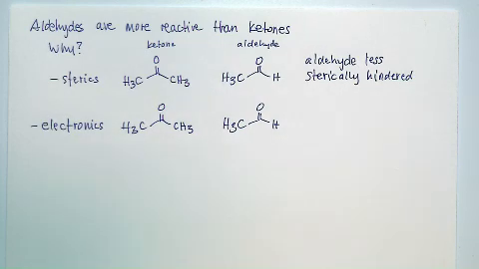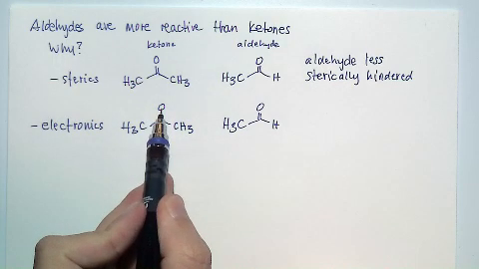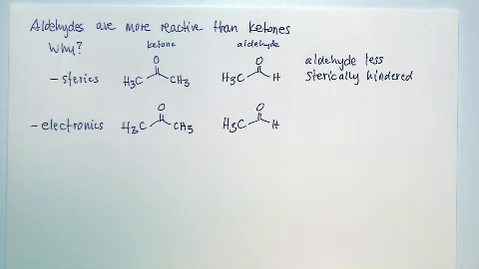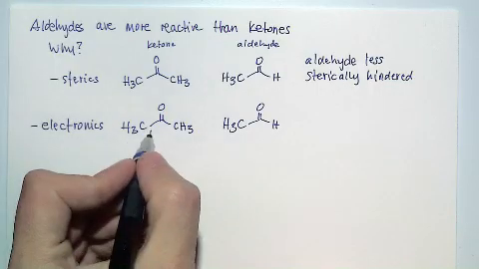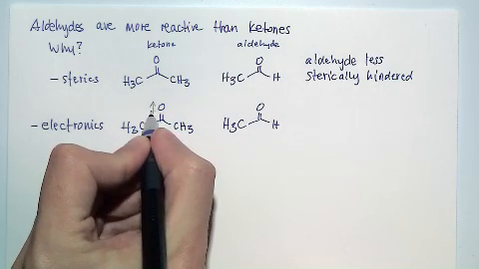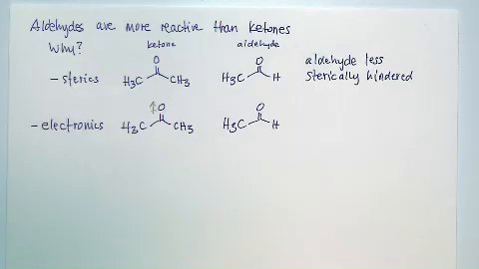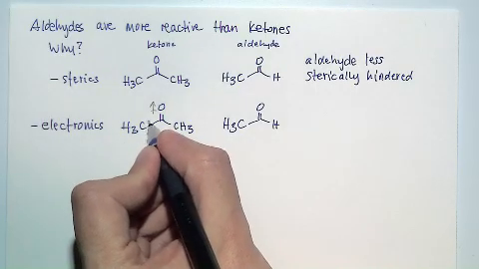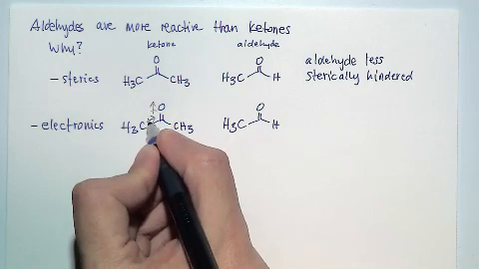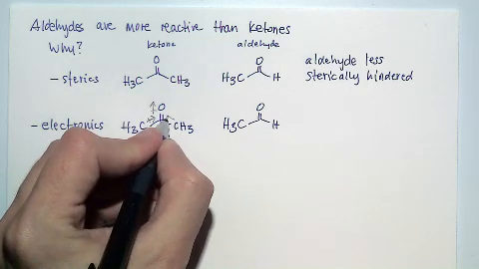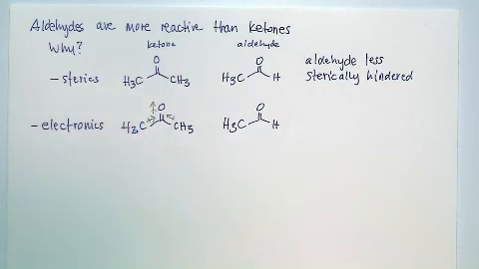But here for electronics, we're going to go back to induction. Because the oxygen is more electronegative, it's going to pull electron density up toward itself. And in order to try and compensate for that, some electron density is going to come from this carbon and from this carbon to try and fill the gap that's left by the lack of electrons that have been pulled up by the oxygen.